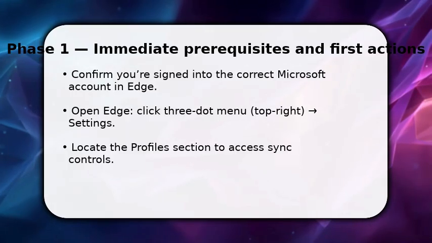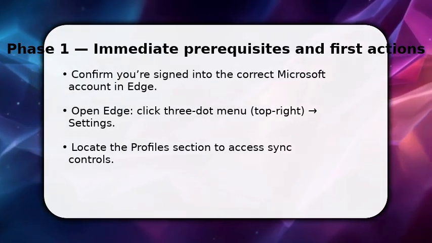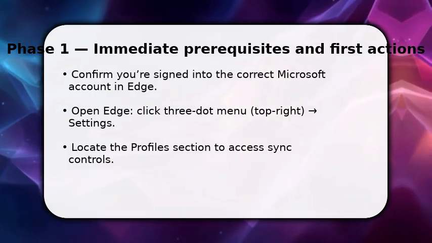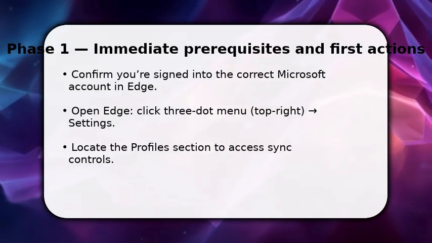You're starting inside Microsoft Edge. Make sure you're signed into the account whose sync you'll change. Click the three-dot menu at the top right, then choose Settings. Once in Settings, focus on Profiles. That's where Microsoft keeps sync options.